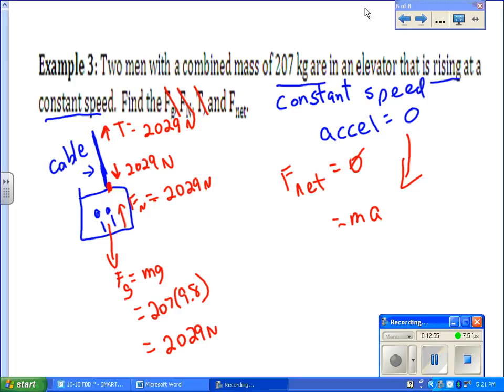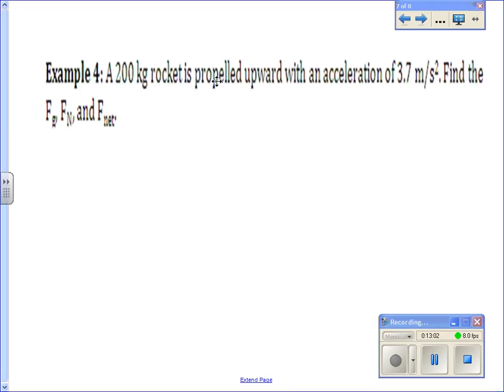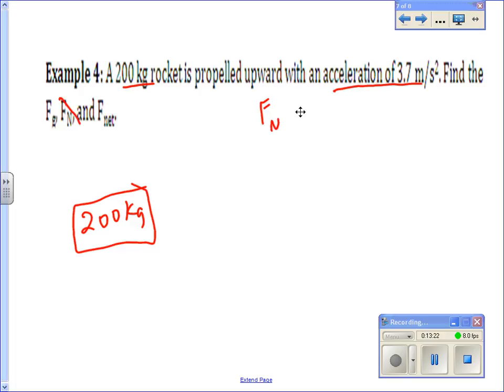Cool. All right, so let's do one where we don't have a contact force. So let's have a rocket that's being propelled upward with an acceleration of 3.7. Okay, so same thing. I'm just going to draw my square over here. I told you I'm not an artist. Now this object isn't going to be in contact with anything. So F net, F normal force, there's no normal force because we're not in contact.